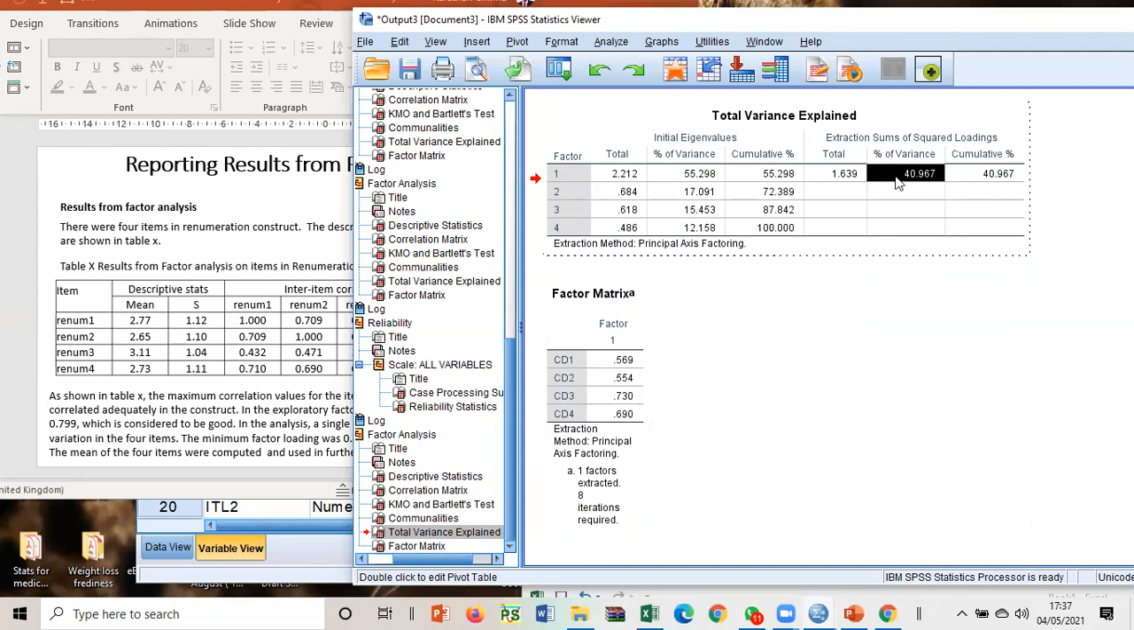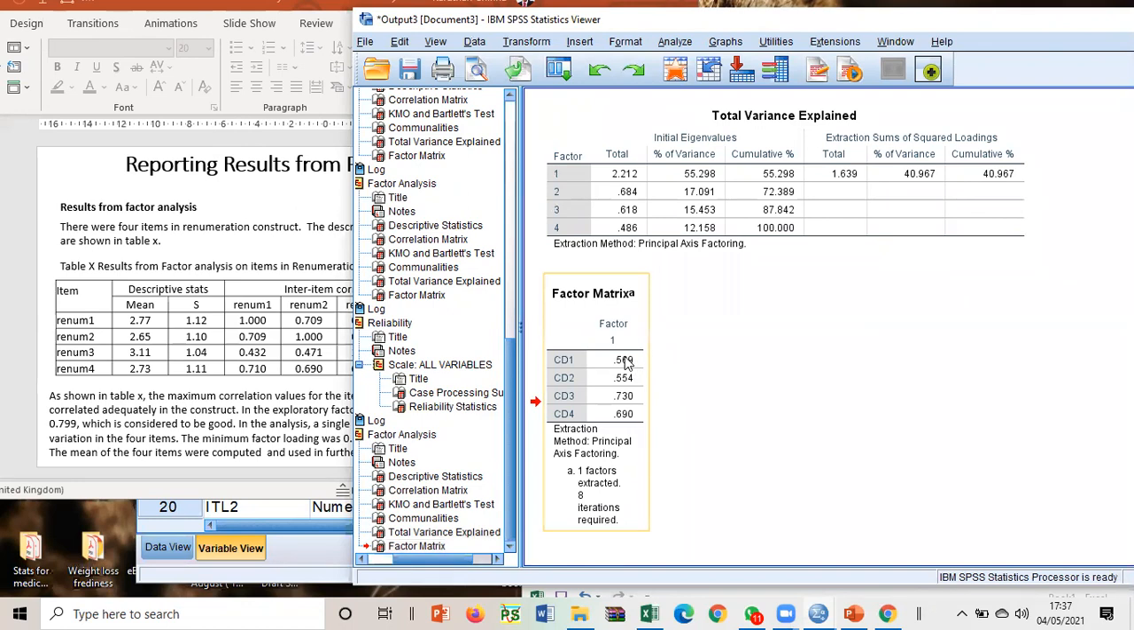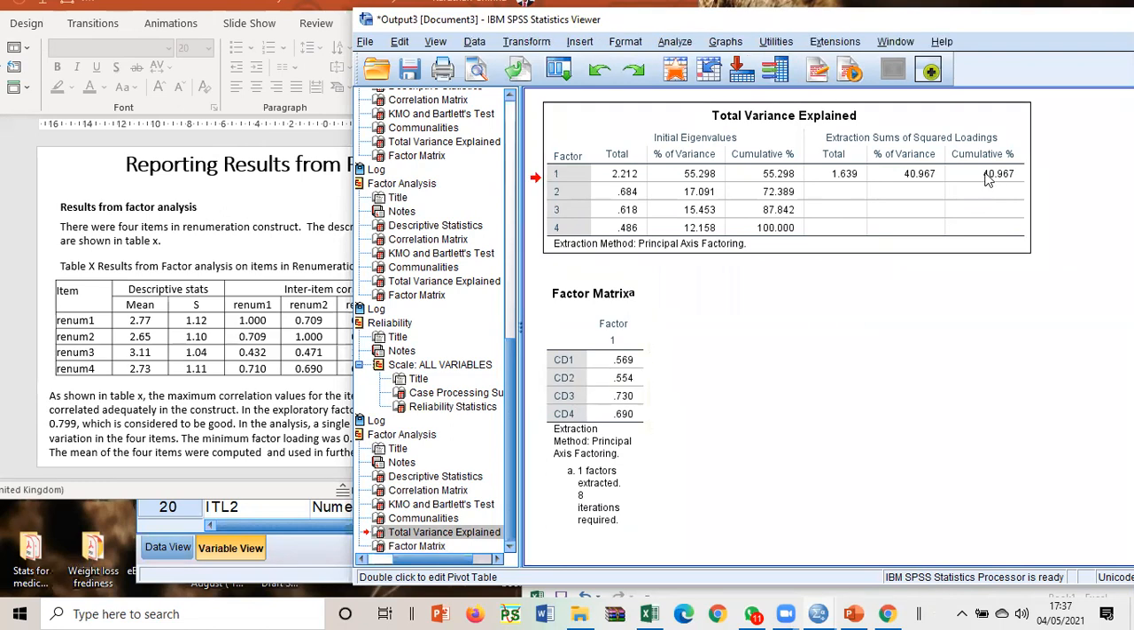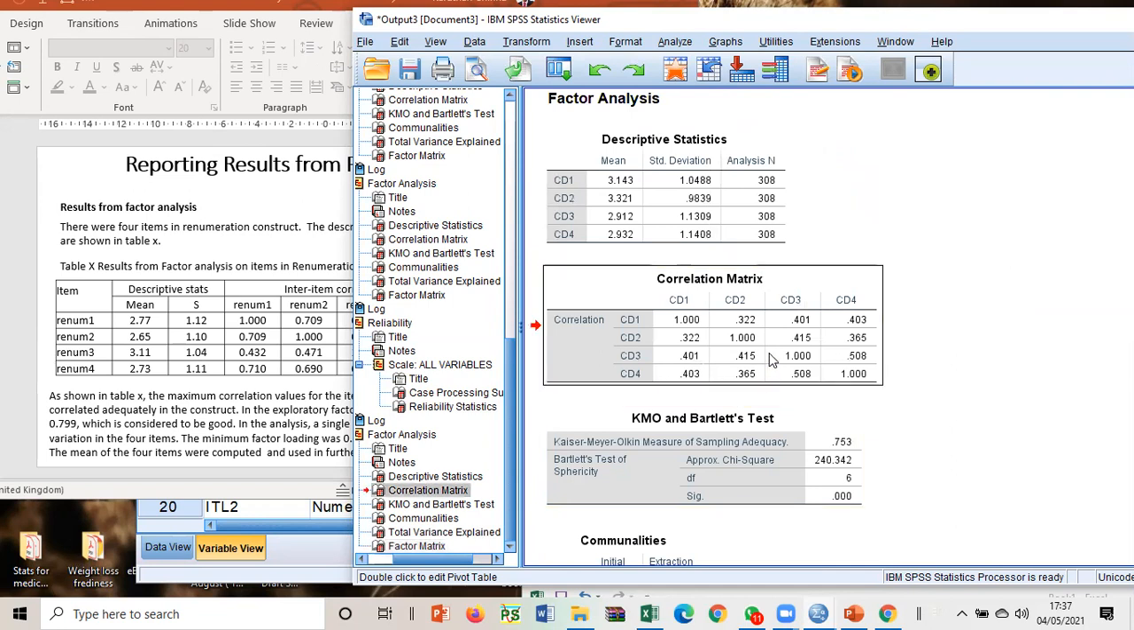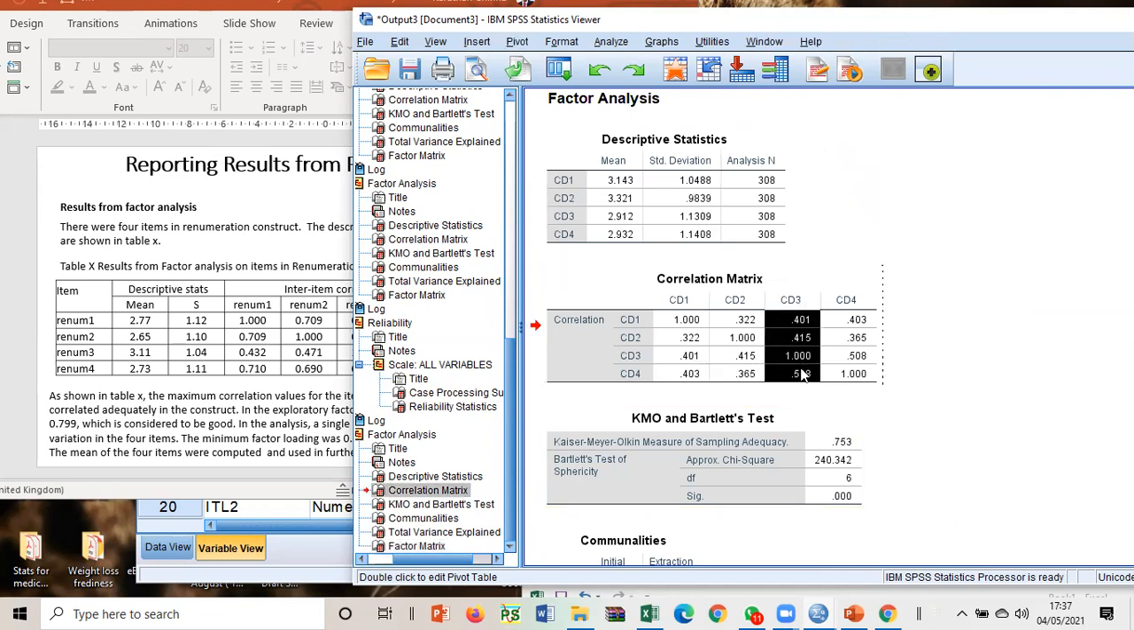What to do? It's not enough, then what to do? Look at this matrix here. Which is the lowest value? CD2. Remove this item. Maybe this will go up, right? Look at CD2. Compared to others, CD2 is a bit low, isn't it? Here it is 0.4, right? This is a bit low.